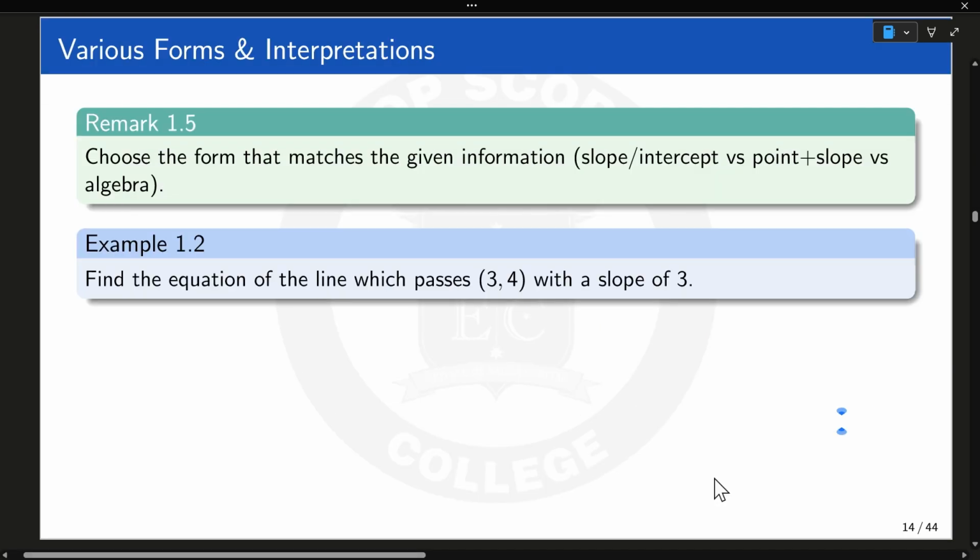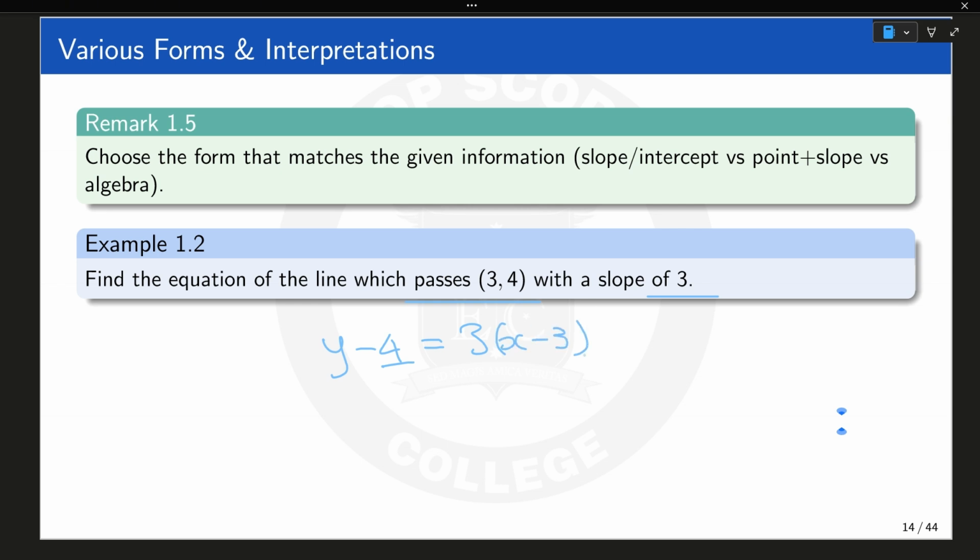You often need to choose the form that matches the right information. For example, if we are given that the line passes through (3, 4) and has a slope of 3, then we can write it in the point-slope form as follows, where this is the y-coordinate, y1, this is the slope, and this is the x-coordinate. So in the normal slope-intercept form, it's simply 3x minus 9 plus 4, which is nothing but 3x minus 5.